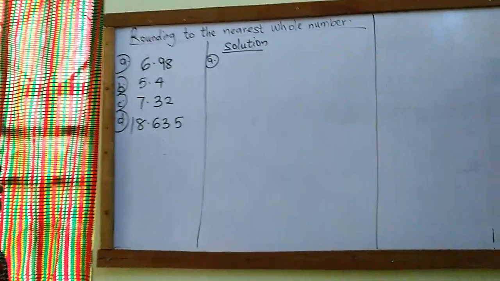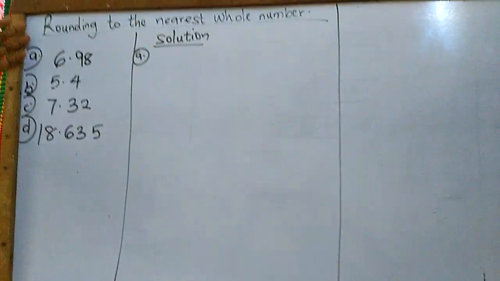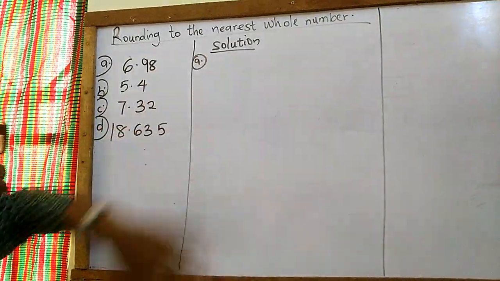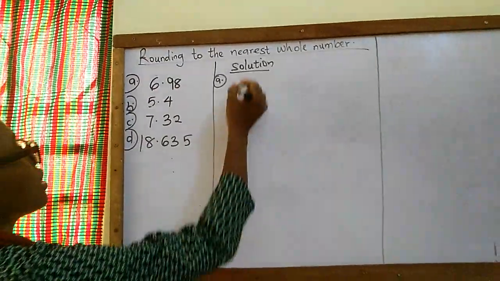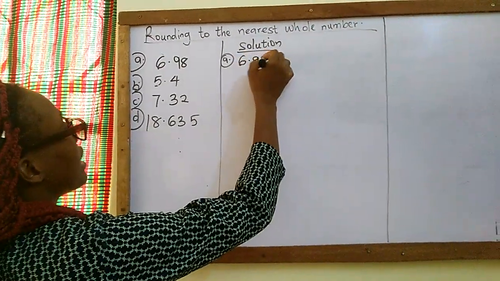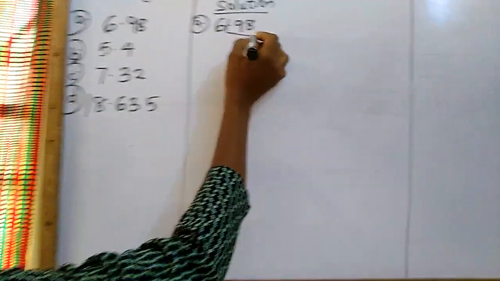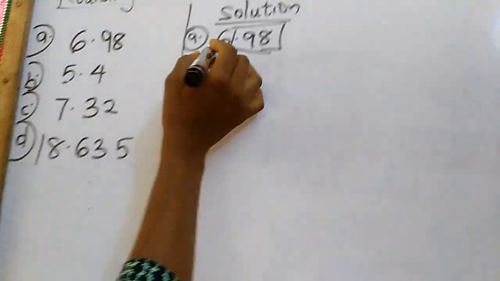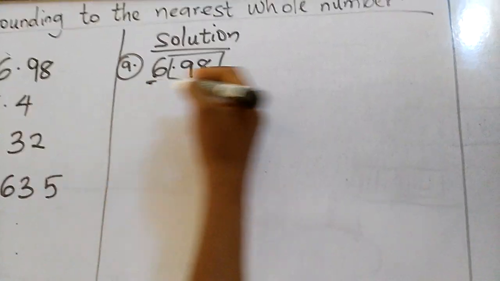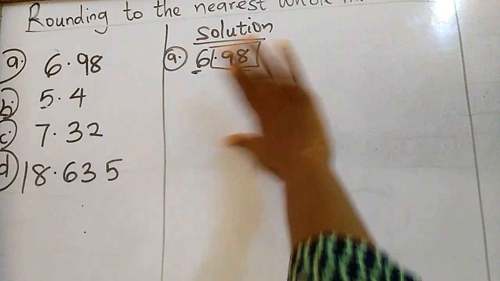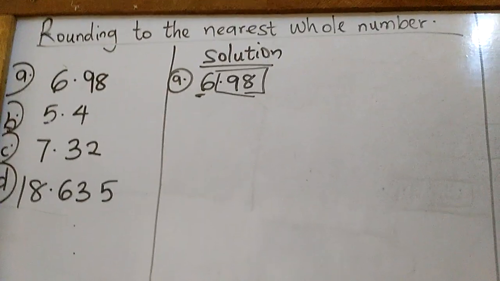So today we are looking at rounding up. Rounding off is the same as estimation. So we are rounding to the nearest whole number. For question 1, we have 6.98. Whole number means we don't want any number after this point. We just want this. Any number after the point on your right, we don't want. We are eliminating any number after the point on your right. So this is what we're going to do.